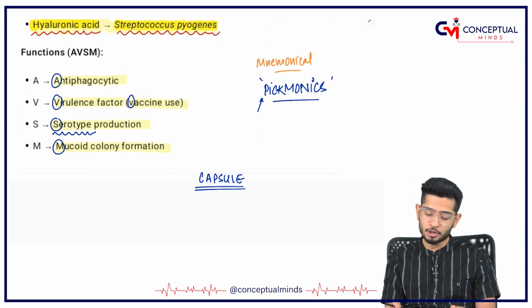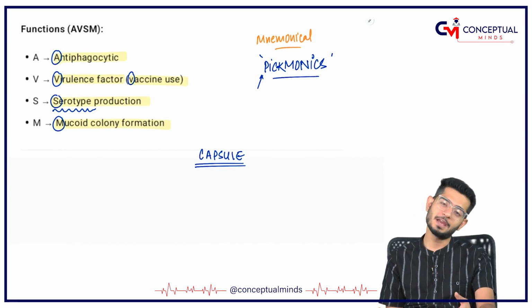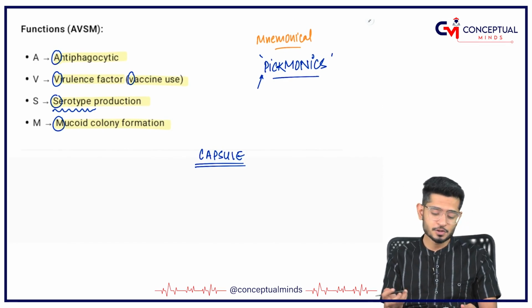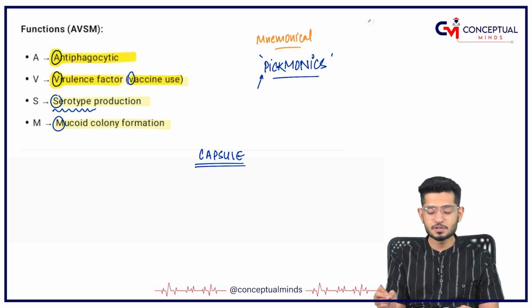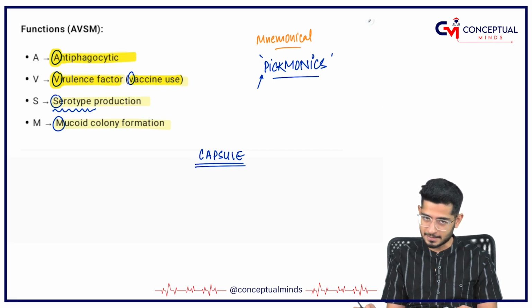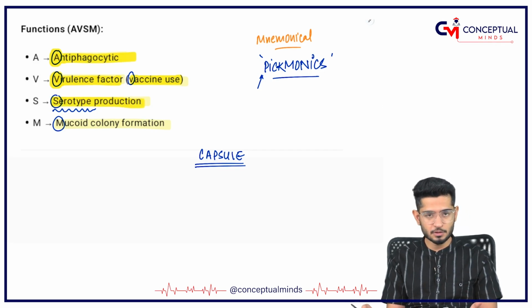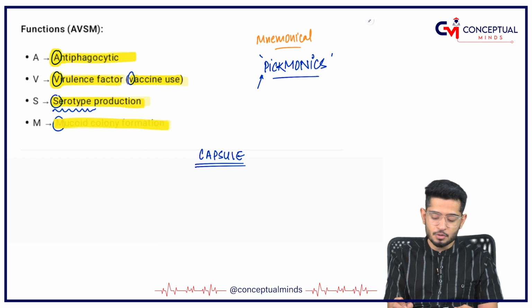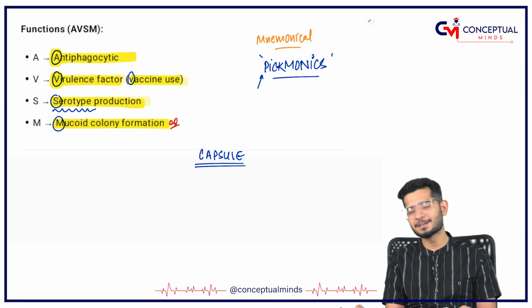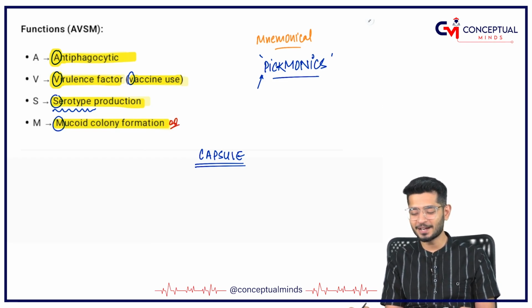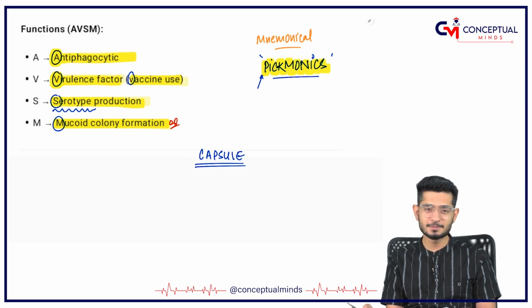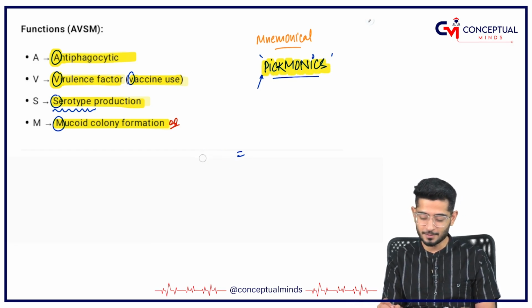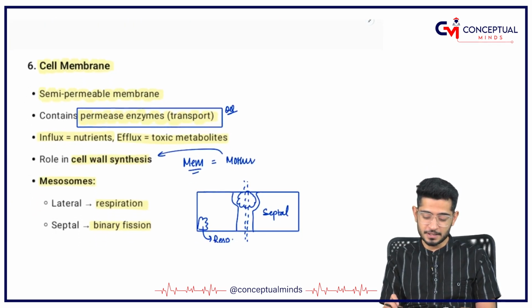Coming on to the functions, I always teach you AVSM for capsule. So AVSM means A for antiphagocytic, V for virulence. That means it is used for the purpose of manufacturing of vaccine. Serotype production, different serotypes I have told you. And M is mucoid colony formation. This I asked in one of my previous videos. And yes, you all replied and thank you so much for that. So pick the mnemonics, guys, very important, right? So this was all for the capsule.